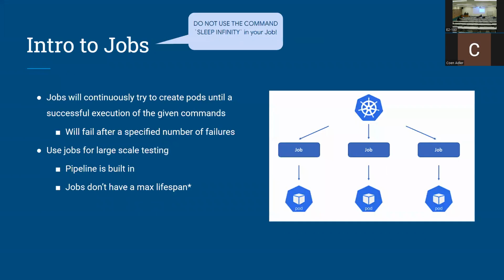All right, next, jobs. I highly suggest everyone use jobs if you are trying to run a large model, or really anything that you've ensured works correctly. The main thing about jobs is that they can run forever, which is also why you should never use the sleep infinity command, because if you do, it will never end.